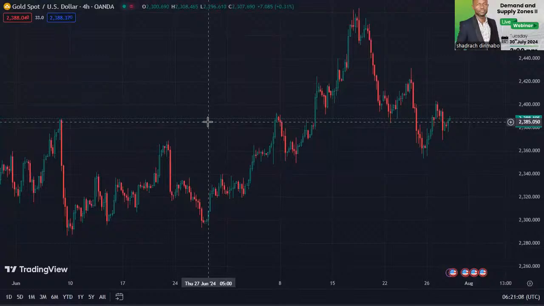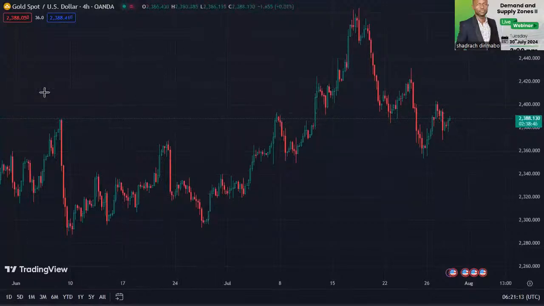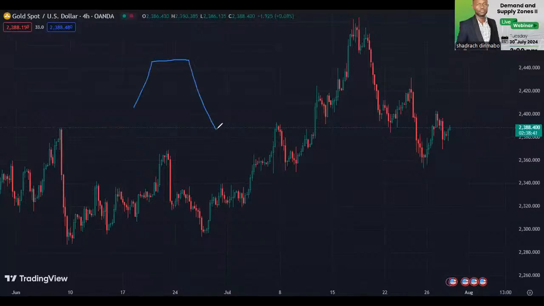Now the next one we want to look at is the case of supply zone formation. So we have the rally, base, drop.